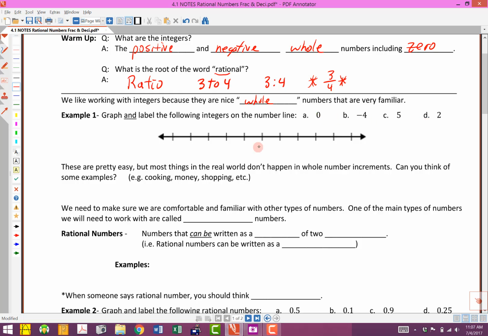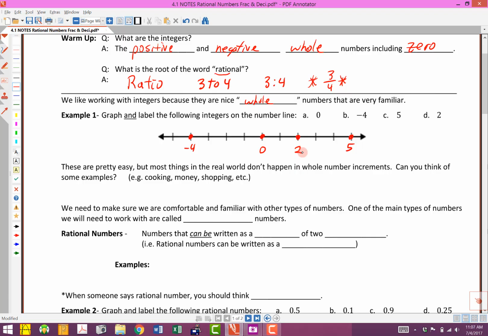And like I've mentioned before, it's always a good idea to start with 0. So we're going to put 0 on here. And it happens to be one of the numbers that we're going to graph, so I'm going to put a big dot right there. Negative 4, so we're going to count 4 in the negative direction, so we're going to go off to the left. So here's negative 4. 5 in the positive direction, so 5 is going to be right here, and then 2 in the positive direction, so that's going to end up right here. So we're going to put a 2 right there.